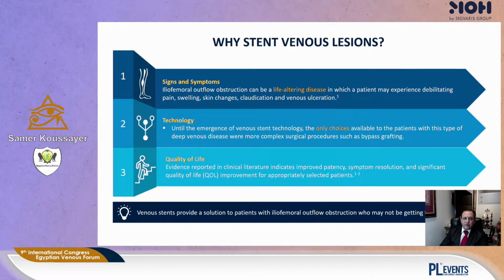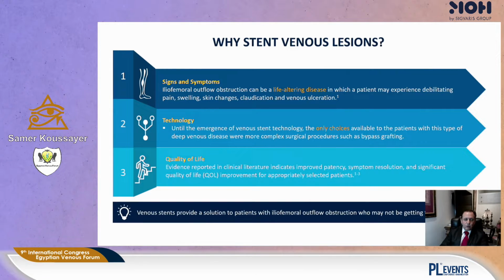Because it relieves symptoms and signs. Iliofemoral outflow obstruction can be a life-altering disease, in which patients may experience debilitating pain, swelling, skin changes, claudication, and venous ulceration. So if we stent this obstructive lesion and relieve the venous hypertension, we can alter his life quality, improve it, and relieve his symptoms.